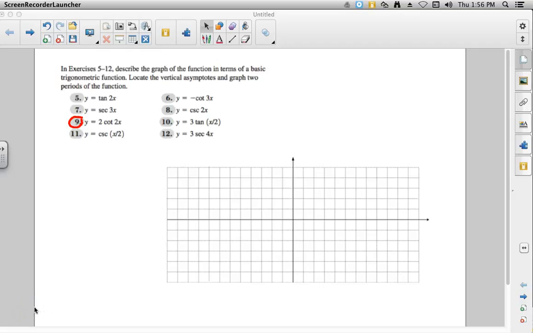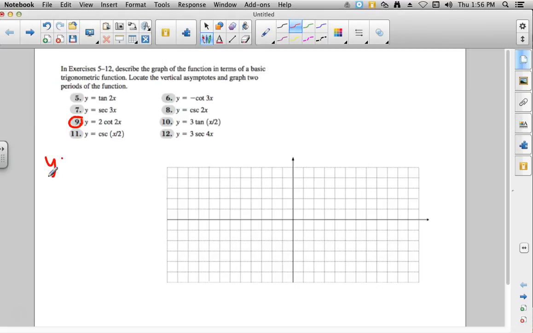These are the frequently asked questions for pre-calculus for section 4.5a1. Starting with number 9, it says describe the graph of the function in terms of the basic trigonometric function, and then locate the vertical asymptotes and graph two periods of the function.